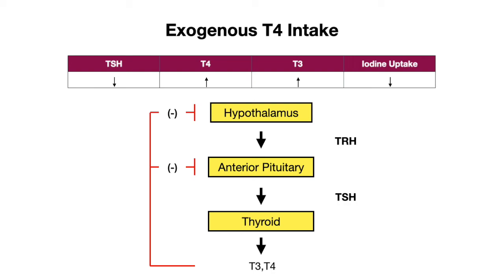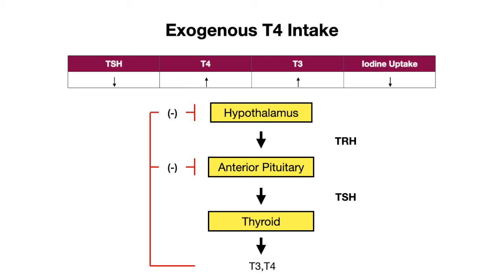It's being taken up exogenously. So in this case, a person's taking excess T4. As we said, that T4 can be broken down to T3 or converted to T3, I should say, or remain as T4. So you'll have an elevation in both T4 and T3. As a result of this excess T4 and T3, remember this negative inhibitory effect on the hypothalamus and the anterior pituitary. So as a result, TSH is going to go down.